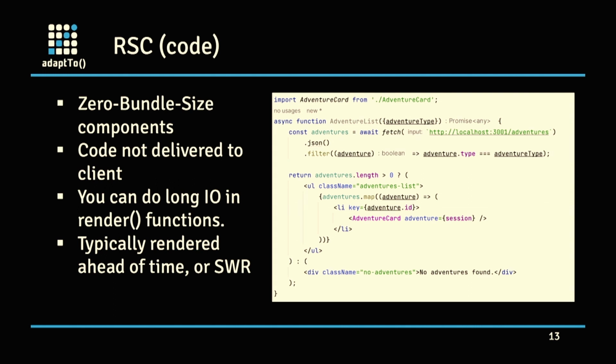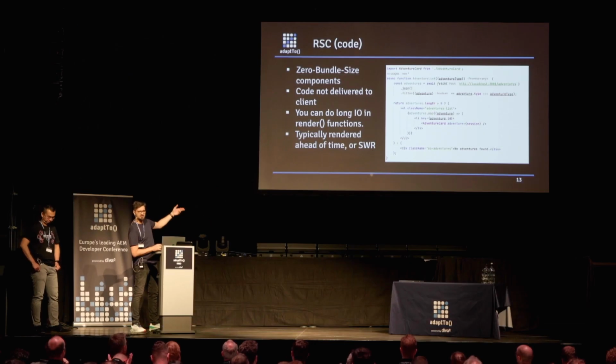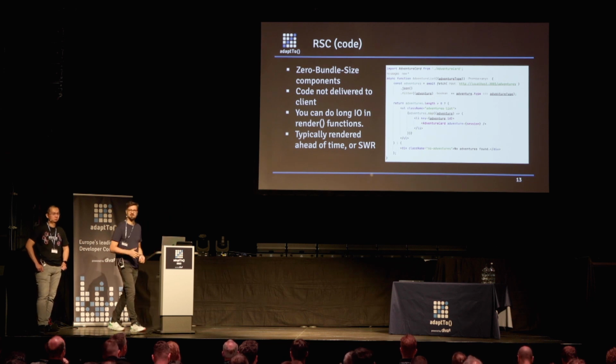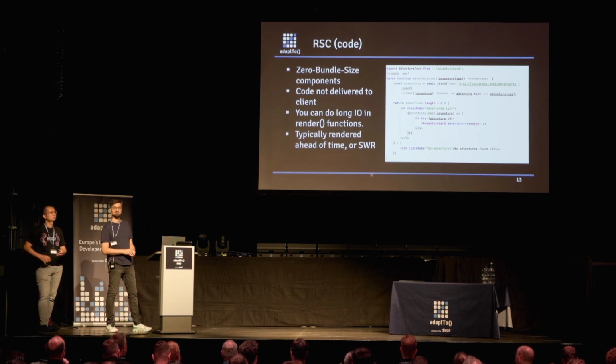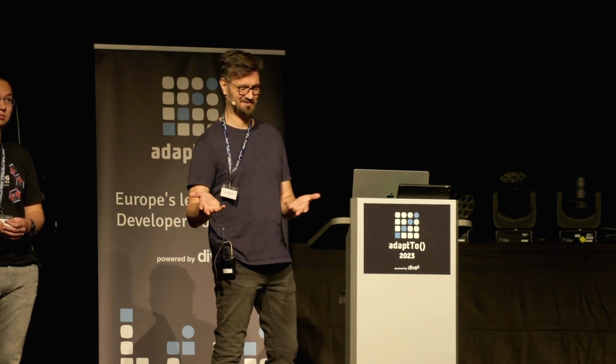Okay, so long render functions. You can render at build time and re-render it on a schedule or evict it from a cache, or you can trigger revalidation by calling a special API, right? Maybe with the AEM observability API, right? Maybe at some point.